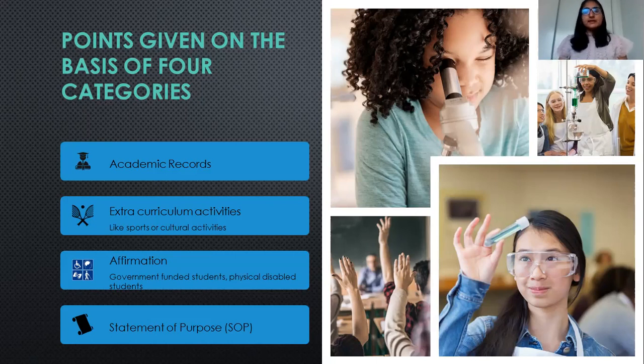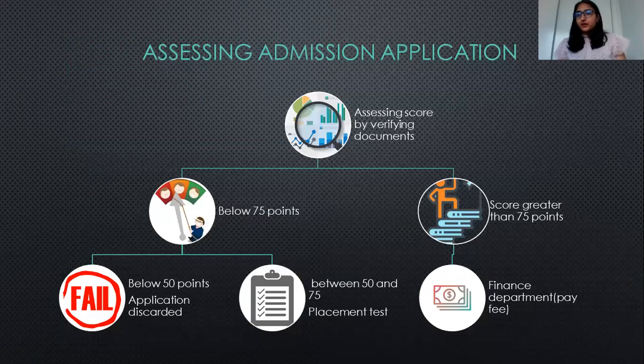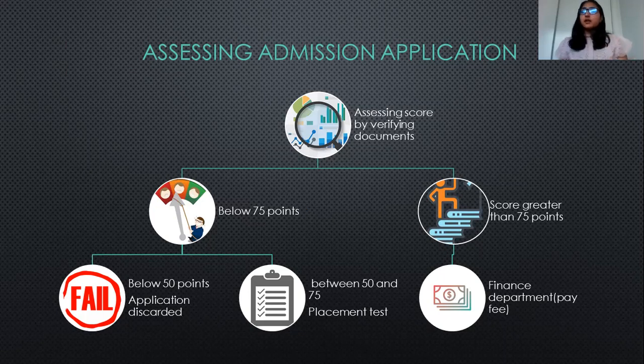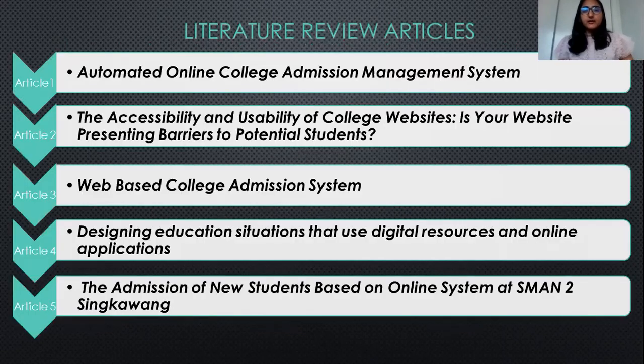If the points are above 75, then they can directly pay their fee. But if the points are below 75, like in between 50 to 75, they can go for a placement test. But if their score is below 50, their application is discarded.